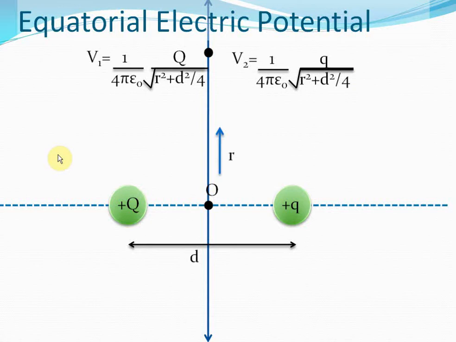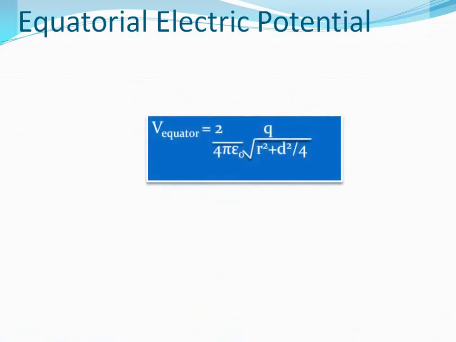In the case when the two charges are identical and positive, say equal to plus small q, you could simply double the equatorial potential due to one single charge and say that the net equatorial potential due to both the identical charges is 2 times q by 4 pi epsilon naught into 1 by square root of r square plus d square by 4, isn't it?